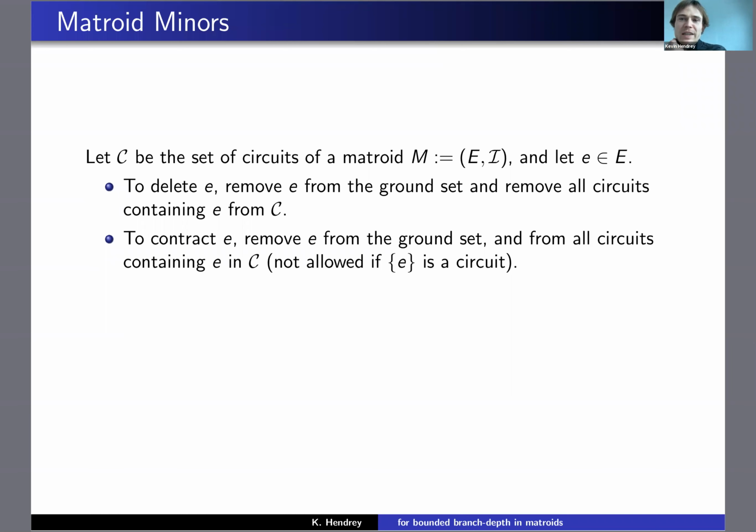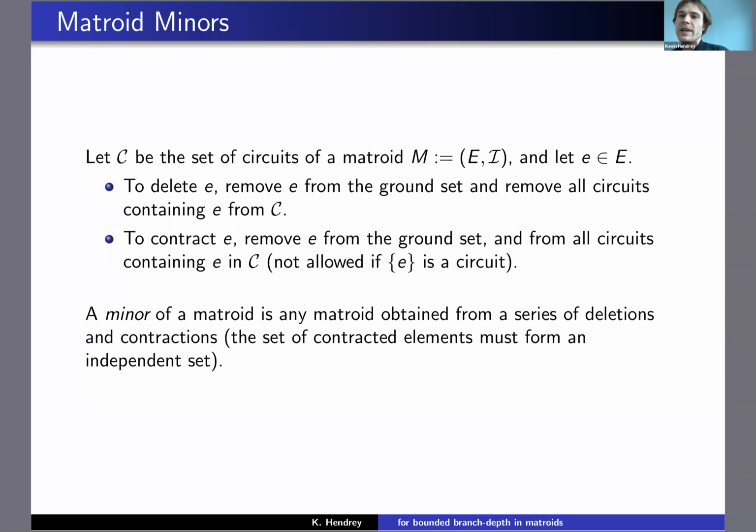We have to be a bit careful here. We're not allowed to do this if the set {E} is itself a circuit, because the empty set is never allowed to be a circuit. Okay, so this will give us a new set of circuits, and this set of circuits will define a new matroid. So a minor of a matroid is any matroid obtained from a series of deletions and contractions, with the restriction that the set of contracted elements must form an independent set.